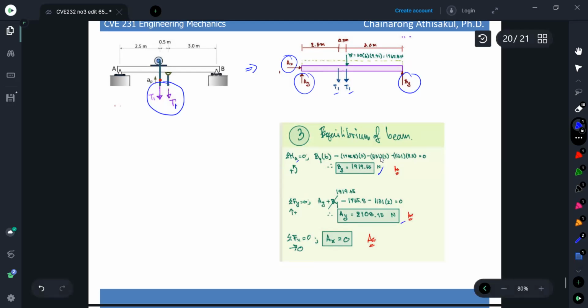And after that, we consider the summation of Fx equal to 0. For this case, there is no horizontal force, which means that Ax becomes 0. Let's complete this problem.